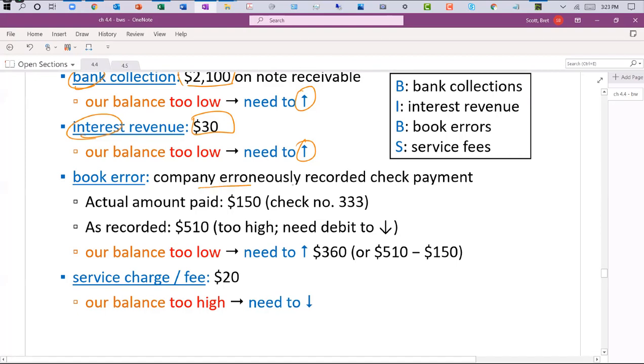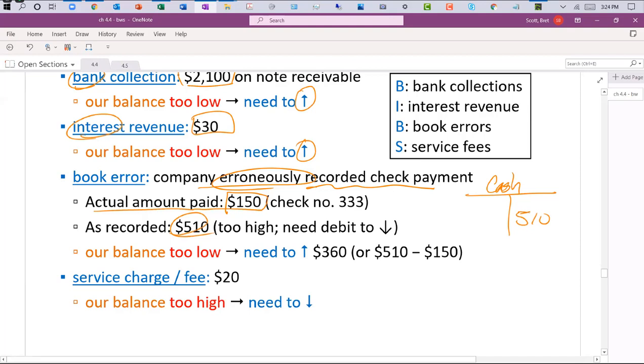Assume that the company erroneously recorded a check payment. The actual amount that was paid was $150. That's actually what the bank honored, a $150 decrease. But when we look back in our T account at that check, we see that we didn't credit cash for $150. Let's assume that in this case, we actually recorded a credit of $510.